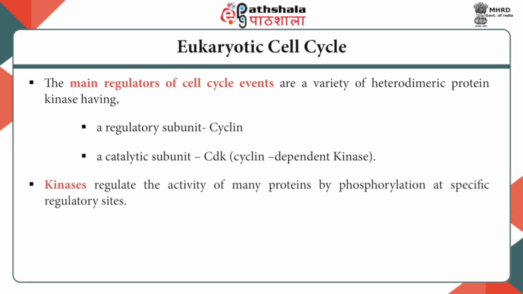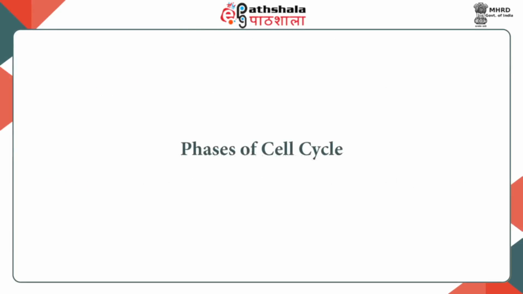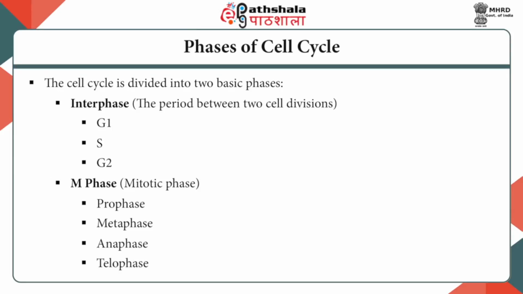This protein regulates the activity of many proteins by phosphorylation at a specific regulatory site. They can also coordinate the activity of these proteins involved in the cell cycle by activating some and inhibiting others. The cell cycle is broadly divided into two phases: number one, interphase, and number two, M phase.